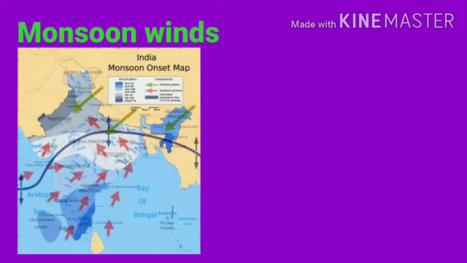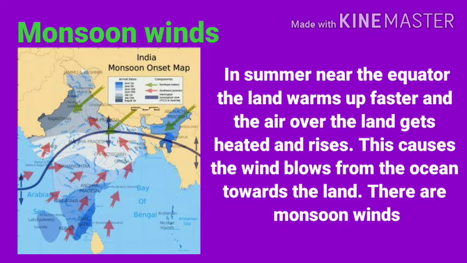Okay, first of all, we have to learn about the monsoon winds, my dear. Monsoon wind is caused by the uneven heating of land and water. In summer, near the equator, the land warms up faster. Most of the time, the temperature of the land is higher than the water in the ocean. The air over the land gets heated. What will happen? Yes, the air on the land rises up. This causes the winds to flow from the ocean towards the land. These are monsoon winds.